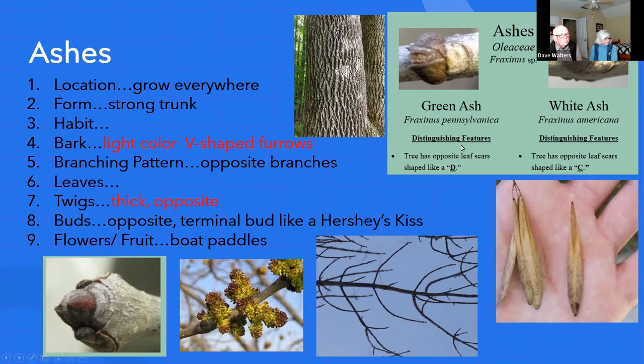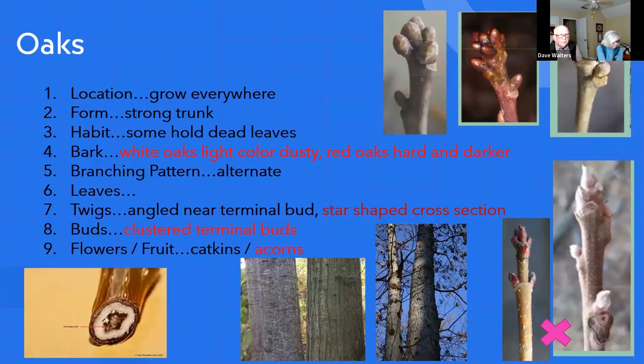So those are ashes. I look for the opposite branches, the thick twigs, and they don't tend to have very spready crowns. They don't have very big crowns. So oaks, a lot of our forest is oaks. There's a mob of oaks.